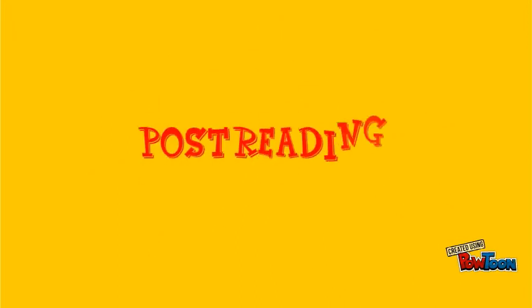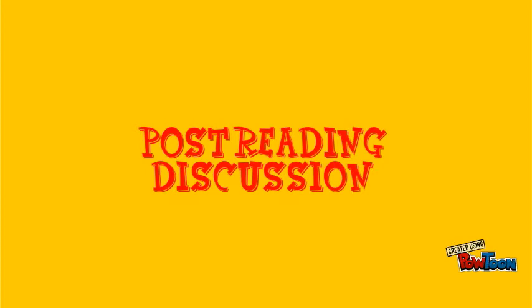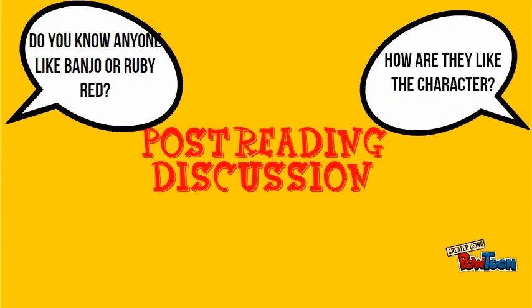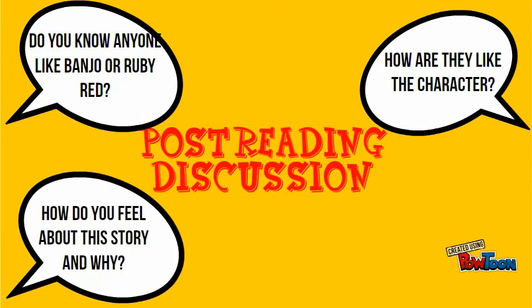This is where the strategy of reading aloud to students is used. After reading, have a discussion with students about the story. Questioning and discussion is a key means of developing critical literacy. Do you know anyone like Banjo or Ruby Red? How are they like the character? How do you feel about this story and why?